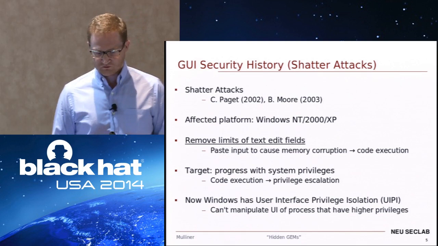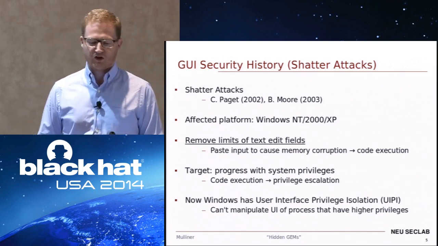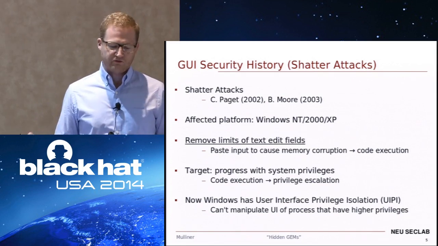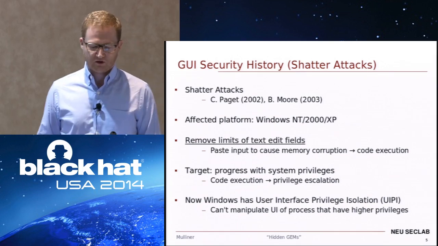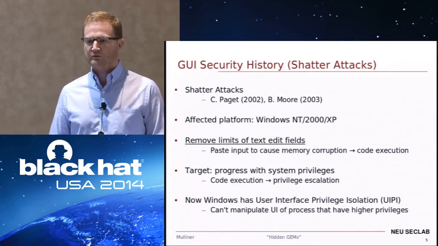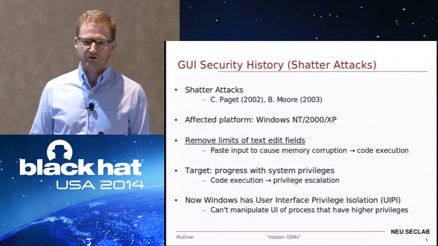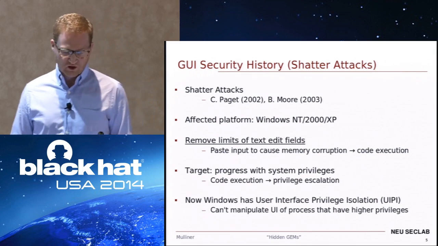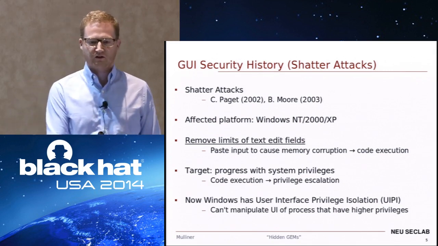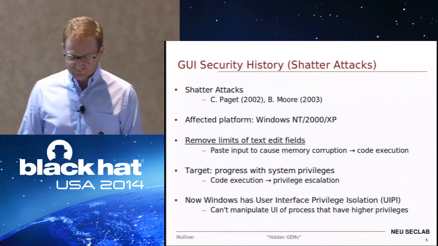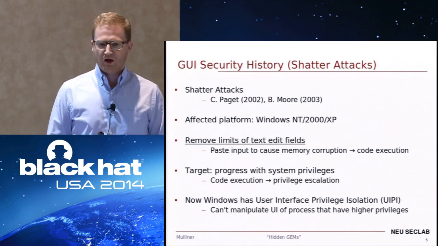So, more than 10 years ago, there was this attack called Shatter attacks, which affected, I think, all Windows versions at that time, the era of 2000 and XP. The idea was you manipulate some part of the UI to paste something into a text field, and basically get memory corruption and code execution. The target here was really to attack OS things to get privilege escalation, when you go from a normal user to a system user. And Microsoft fixed that.